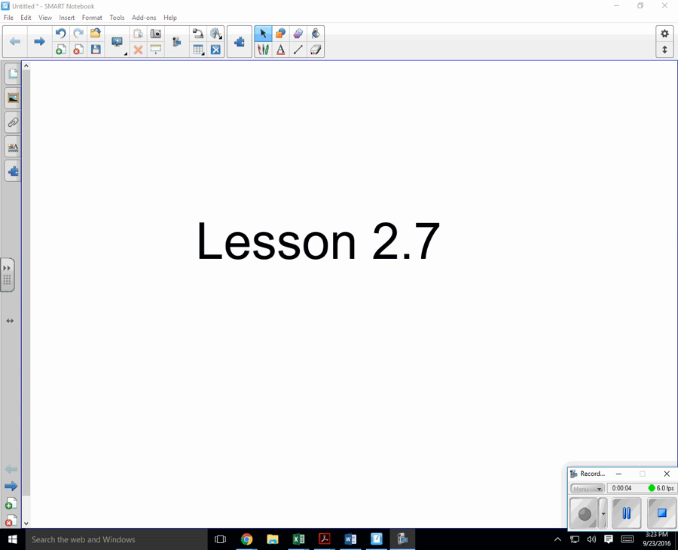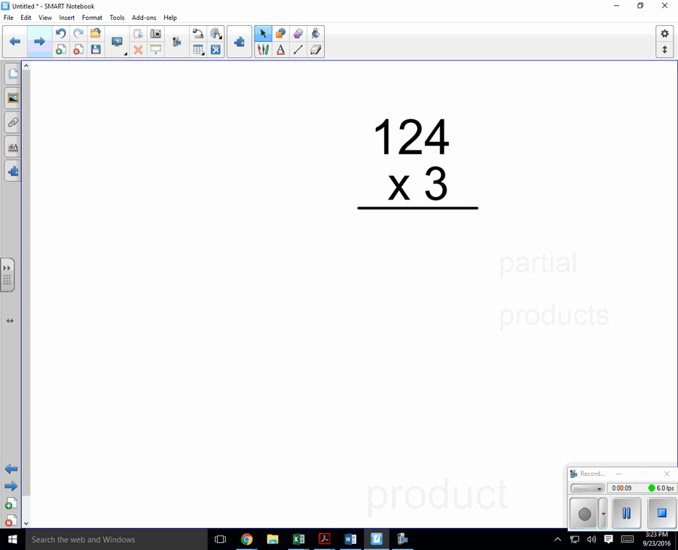We're in lesson 2.7 in the Go Math book. This one deals with partial products.